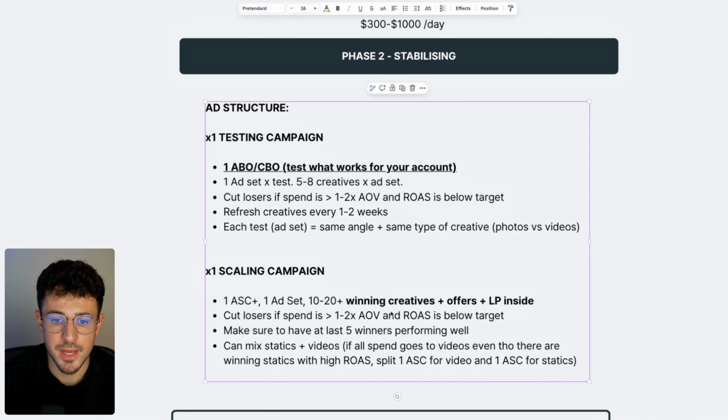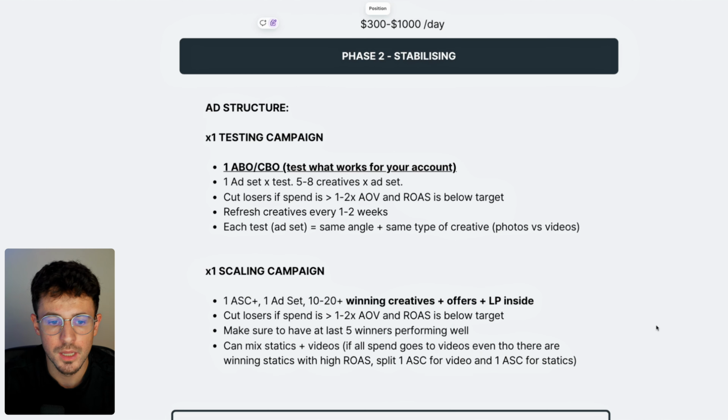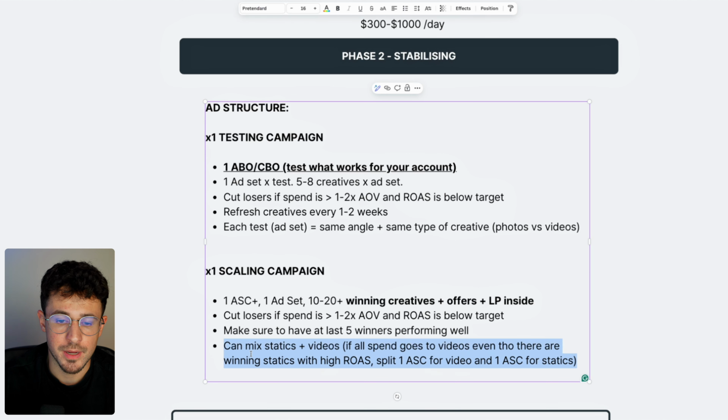And then in here, you want to cut losers as well when the spend is above 1 or 2 AOV, or return on ad spend is below the target. Make sure you have at least 5 winning ads. Ideally, you want to have, as mentioned here, 5 to 10. You can mix in this case statics and videos.